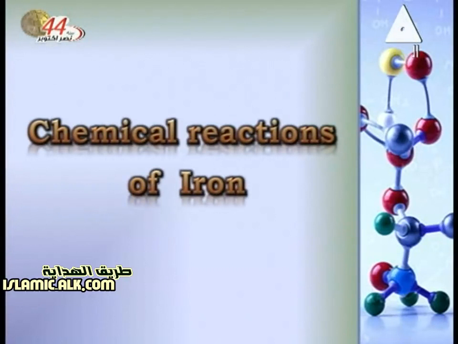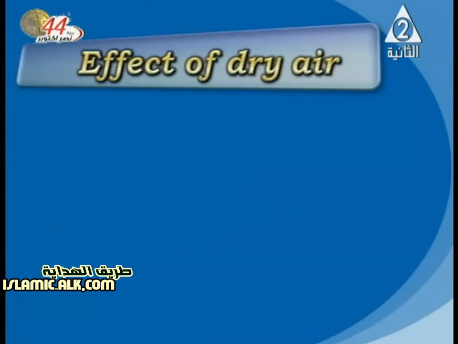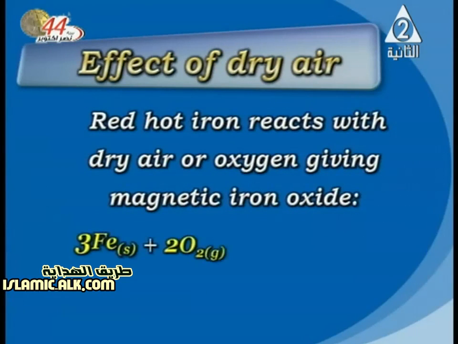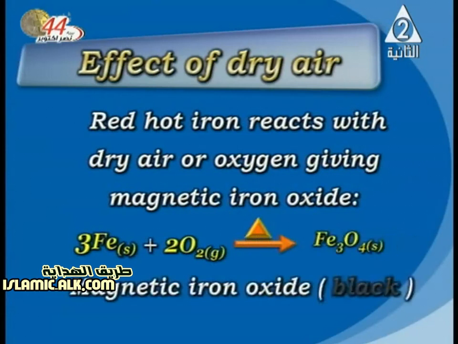Now we are going to discuss the chemical reactions of iron. The effect of dry air. Red hot iron reacts with dry air or oxygen, giving magnetic iron oxide. As shown on the screen, iron, when oxidized by oxygen of air, gives magnetic iron oxide, which is black, as shown on the screen.